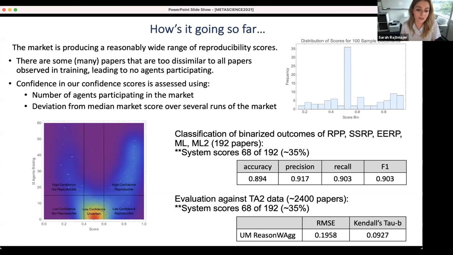So we know that more training data allows our system to assess more test points and more agents to participate, and we know that when our agents do participate, we do very well. But the question of how we can meaningfully incentivize agents to participate, or how we can allow our agents to better generalize, is an open question.